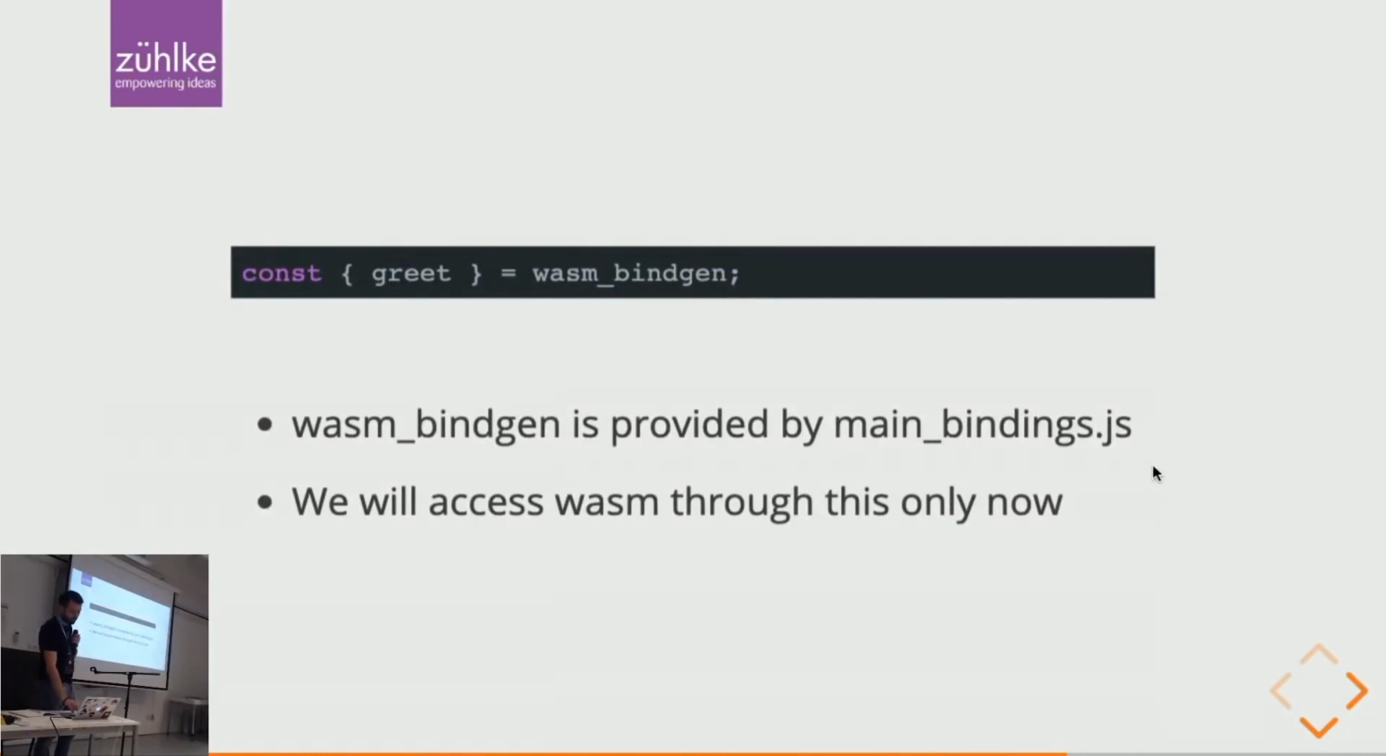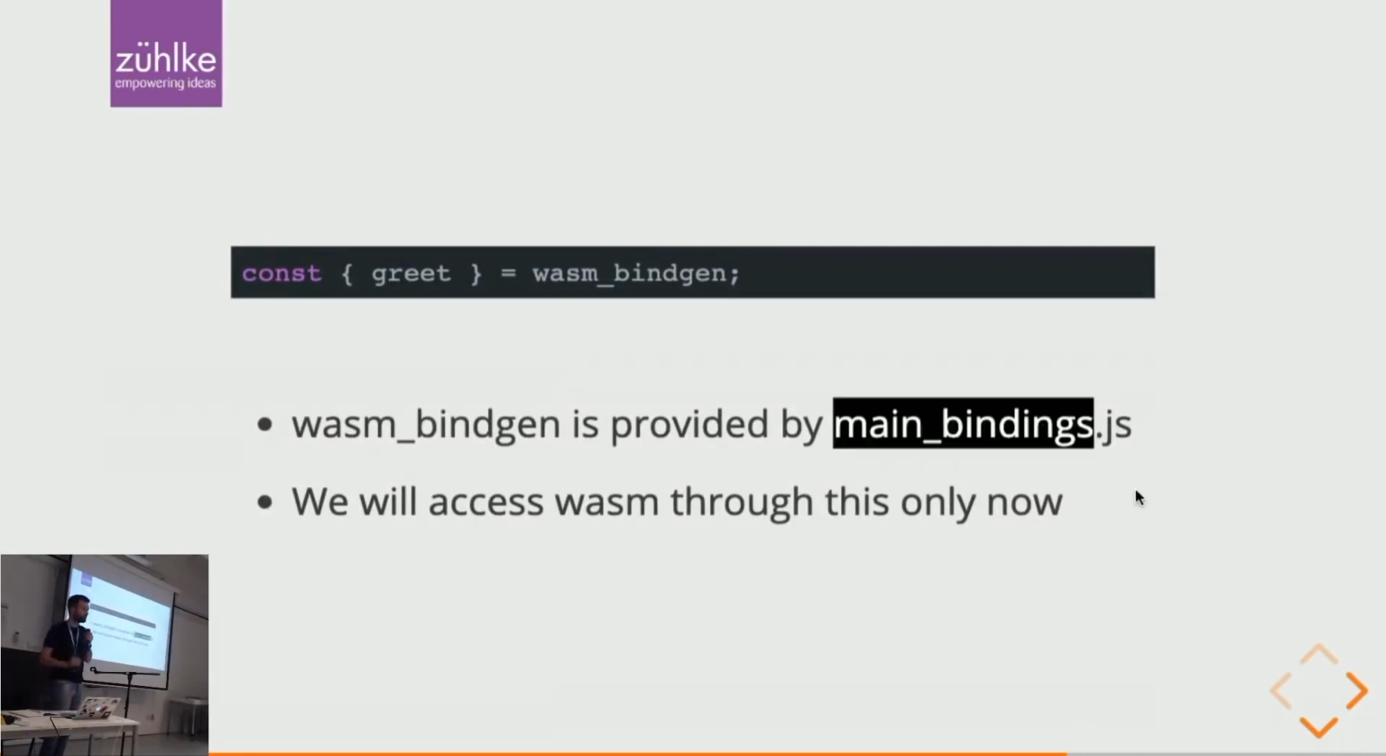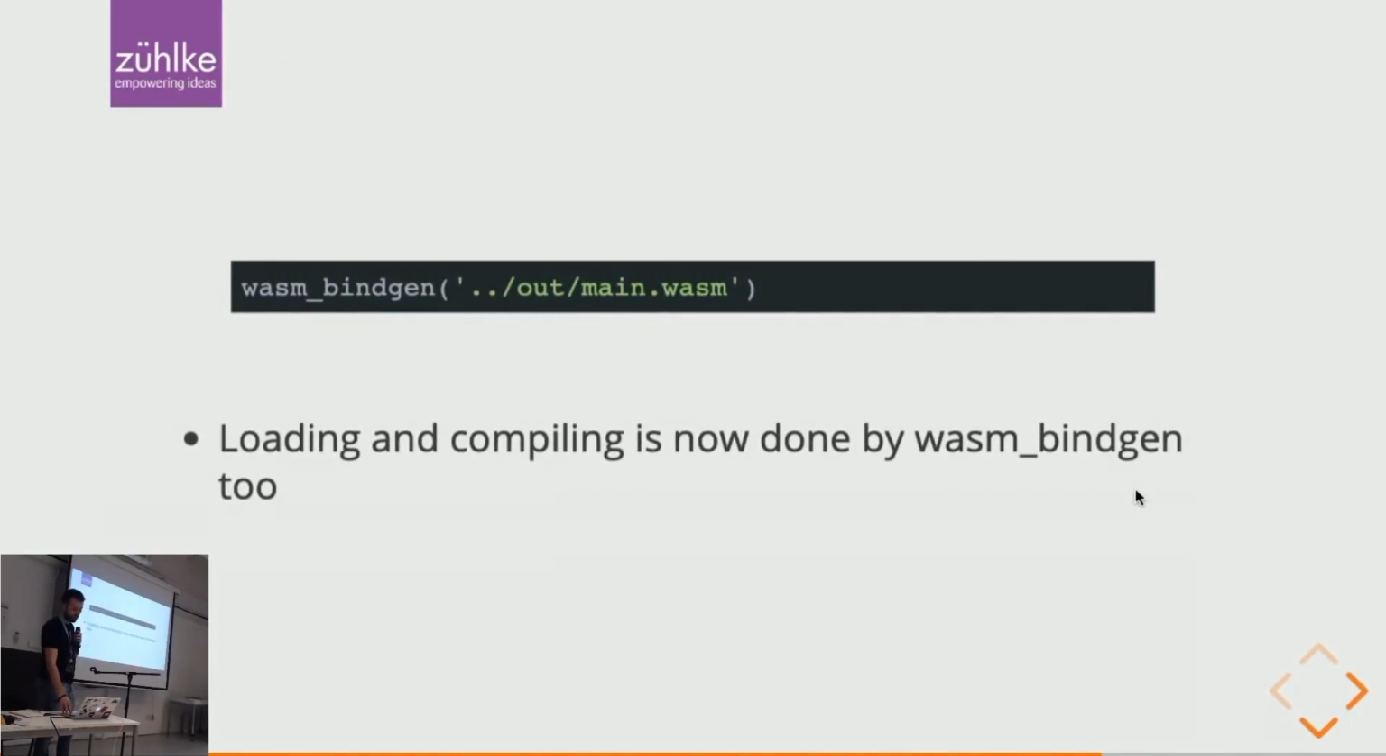Exactly, that's what I already said. That main bindings.js is actually the script that adds this wasm_bindgen property to the window object, and we will have access to that now.